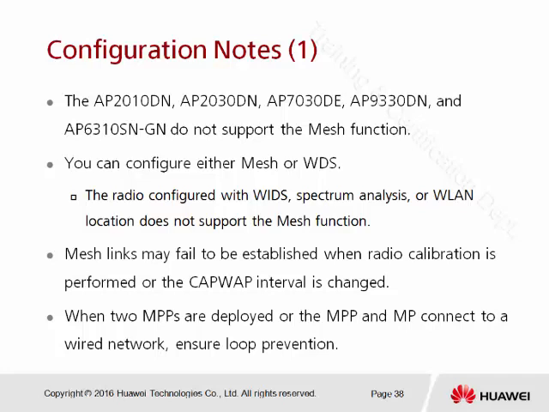For the WMN, we can choose to configure mesh or WDS. Consider the radio configured with WIDS. Normally for one AP, we can configure the different radios. So is the radio already configured with WIDS, spectrum analysis, or maybe WLAN location? All those radios cannot support the mesh function. So please make sure to use the mesh function on a radio that was never assigned any of those features.